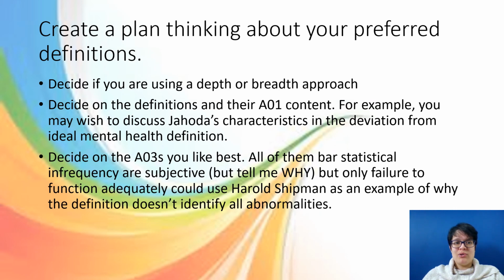But for example, with failure to function adequately, you can use Harold Shipman as an example of why that definition doesn't identify abnormalities. He murdered many people, but he was never considered to be abnormal. So failure to function adequately doesn't define his abnormality, because he looked like a completely normal doctor, but in reality he was murdering people. Some of these examples are very specific to definitions and some of them are very general. The important thing is taking the relevant ones and applying them correctly.